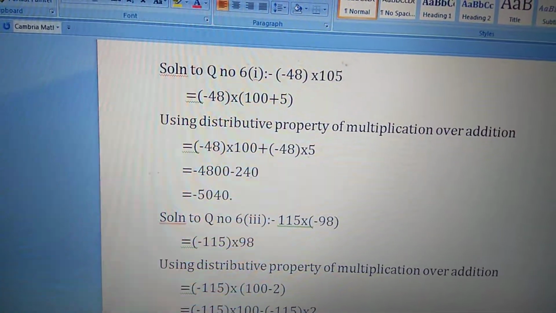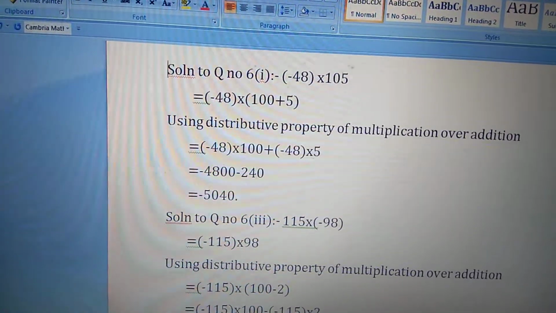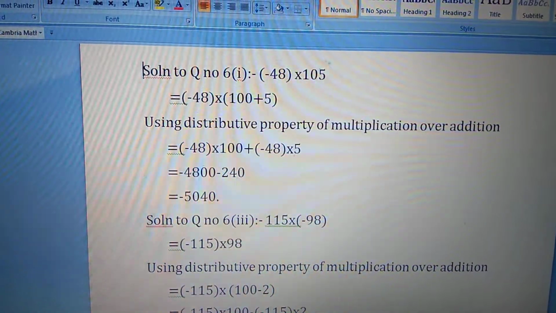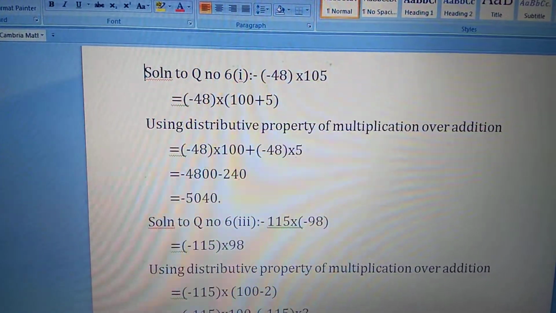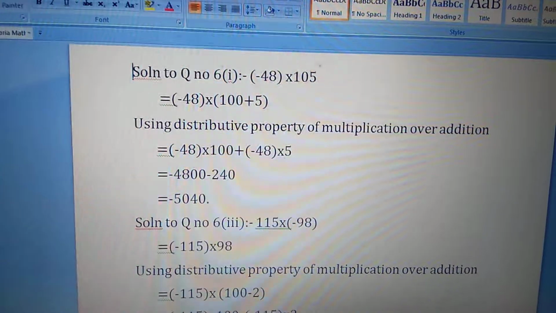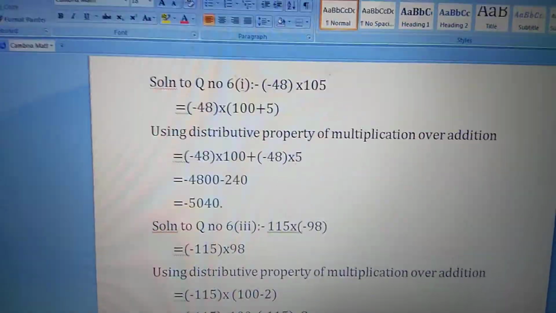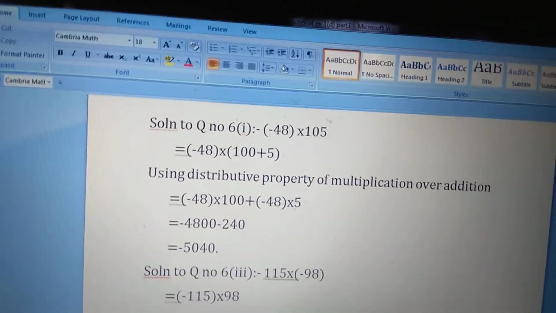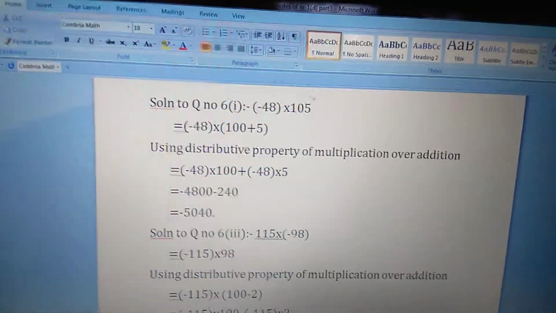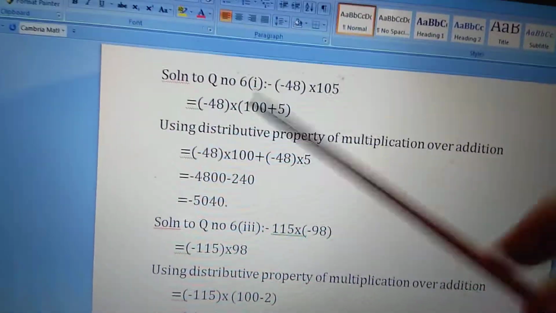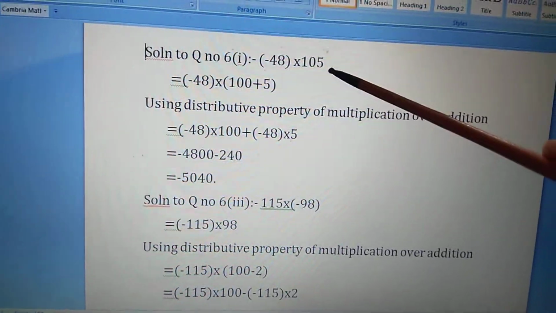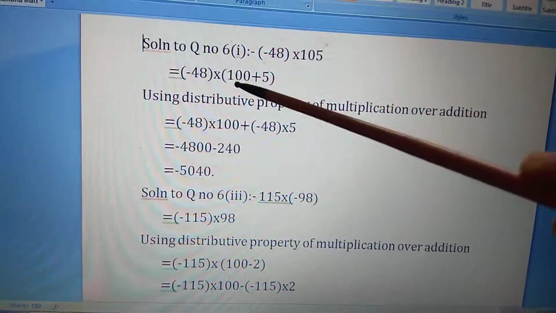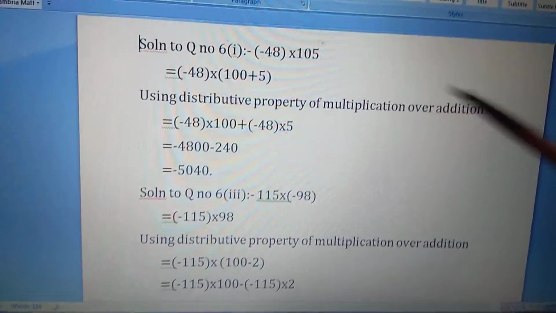In question number 6, it is asked to find the product using property. If the term using property is not mentioned in the question, then also you have to solve all the problems of integers using property. So how will we use the property? Let's have a look. Here in question 6, one number is given, 48 into 105. So what we have done, we have split 105. We have written 105 as 100 plus 5.